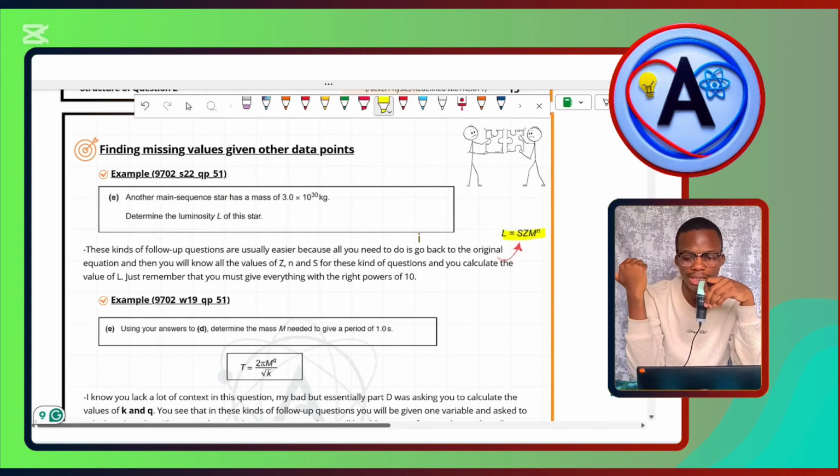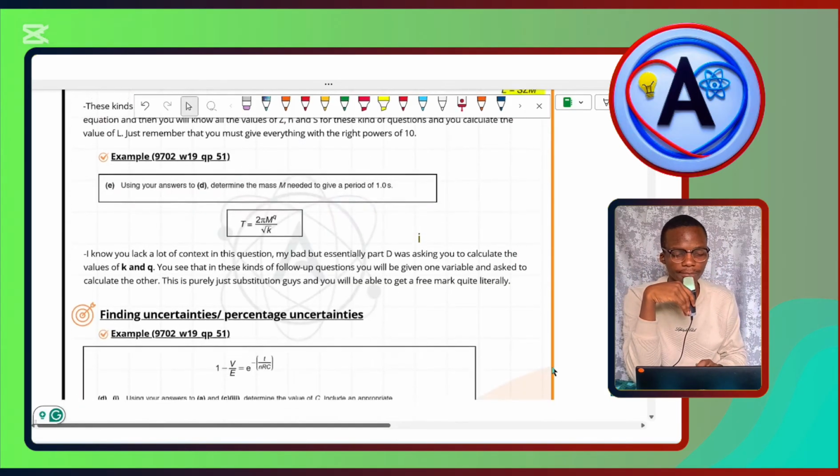You already know what the value of n is, the value of z is, the value of s is. All you need to do is plug in values and get the value of L. This is what I mean by just finding values, right? Another one could be here, right?